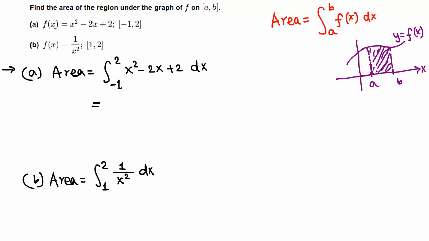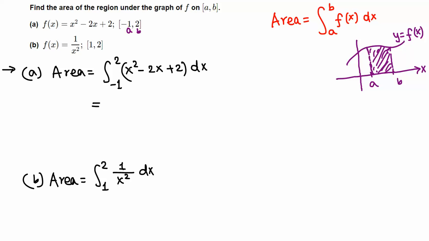So in part A, we have the function f(x) equals x squared minus 2x plus 2, on [a, b] equals negative 1 to 2. Using this area formula, the area is the integral from negative 1 to 2 of x squared minus 2x plus 2 dx. Okay, so we just evaluate this integral. We find the antiderivative of x squared, 2x, then 2, and evaluate at the upper limit minus the lower limit.